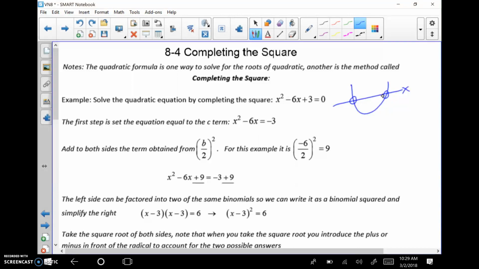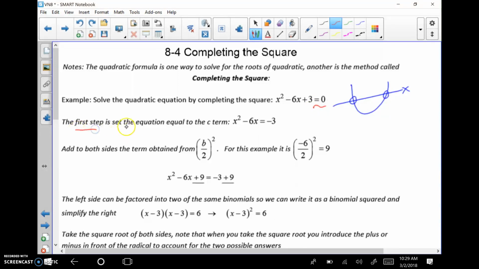So what's the process? Well, solve a quadratic equation by completing the square. So a normal quadratic equation. Again, we could start off with it equal to 0. But this is what's a little unique about completing the square: it's the one process that we actually don't keep equal to 0 the whole time.